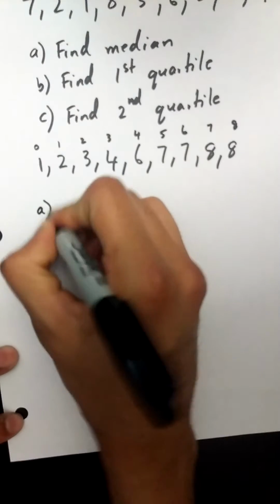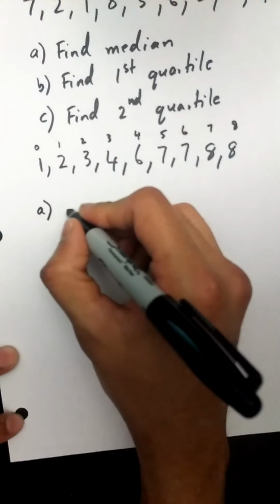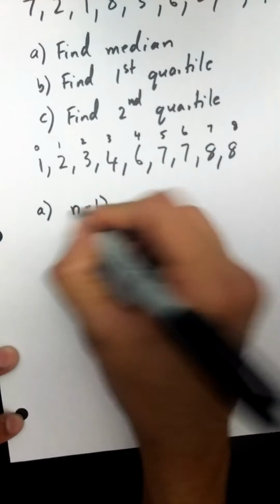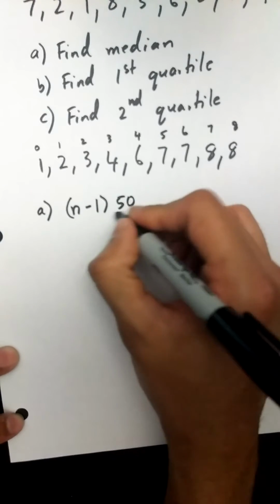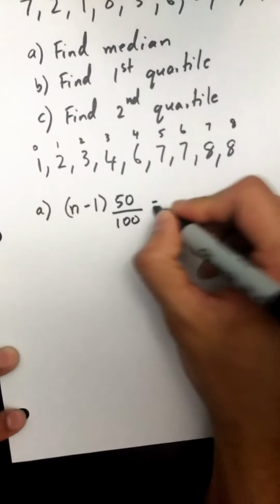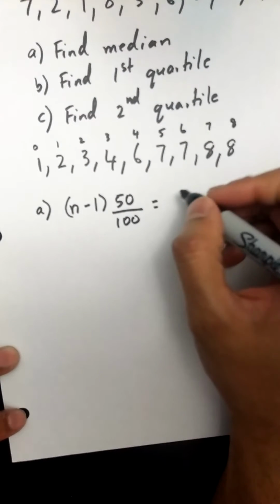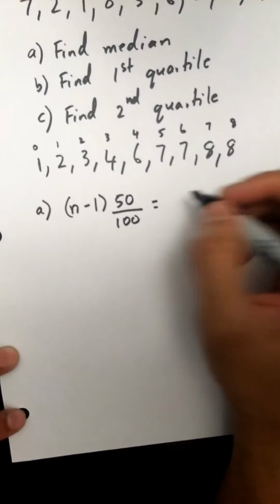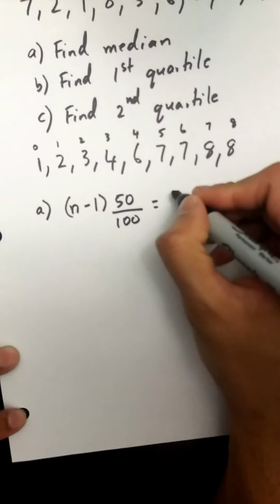Remember, the median corresponds to 50%, and our formula was just n minus 1 times the percentage. In this case, our n is just going to be... well, we have 9 values, so our n is going to be 9.